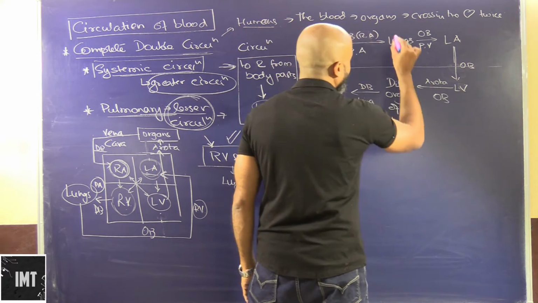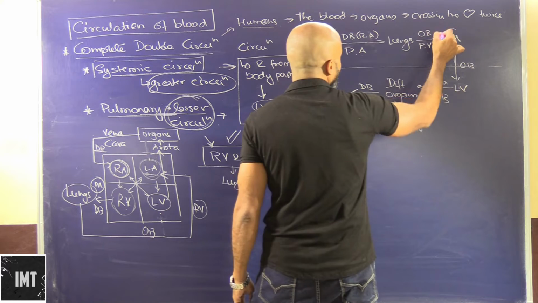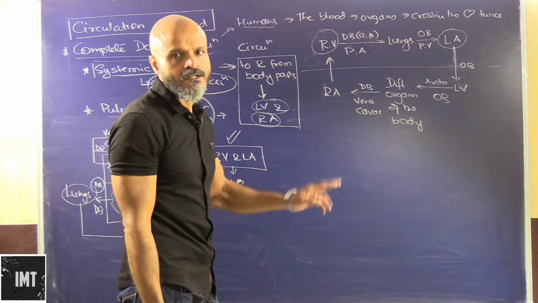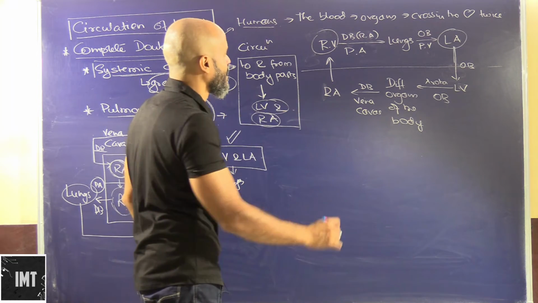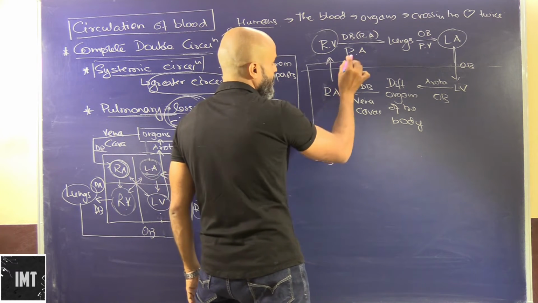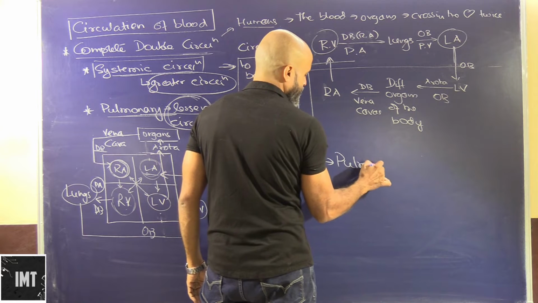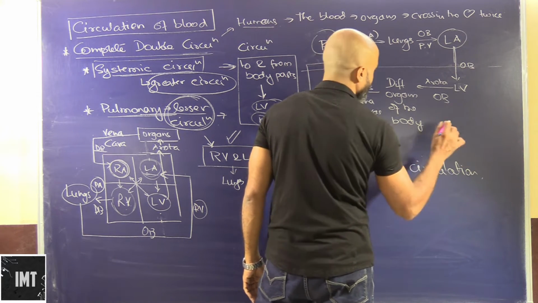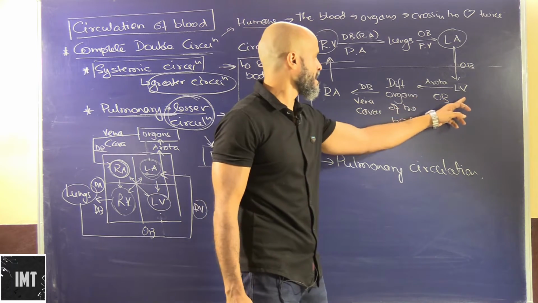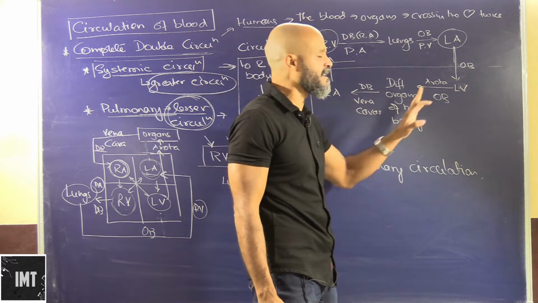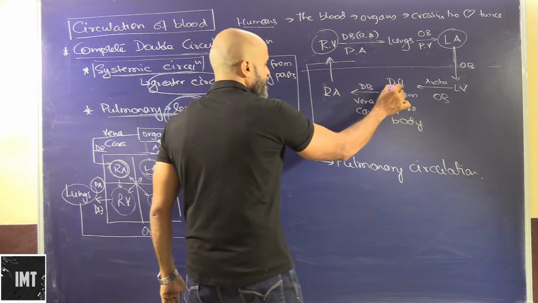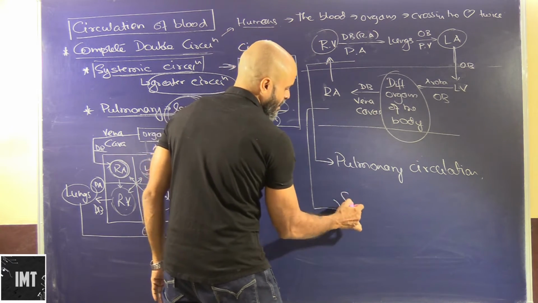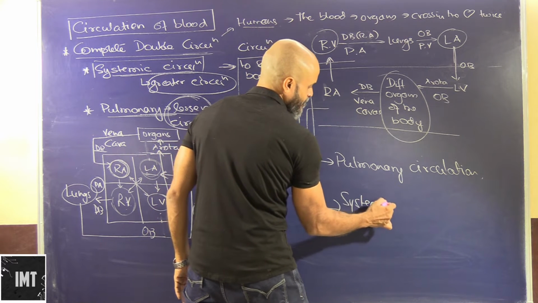So if we look at the top part of the system, right ventricle to left auricle, this is just between the chambers of the heart and the lungs. The blood exchange takes place between the chambers of the heart and the lungs, and hence we will call this pulmonary circulation. Here the exchange of blood takes place between the right auricle and left ventricle and the different organs of the body. This type of circulation is known as systemic circulation.